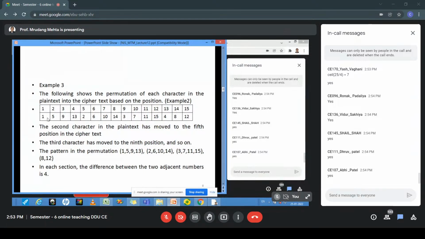Is that understood? Okay. Now, these ciphers were keyless ciphers. Now we see the key cipher, the key transposition cipher.